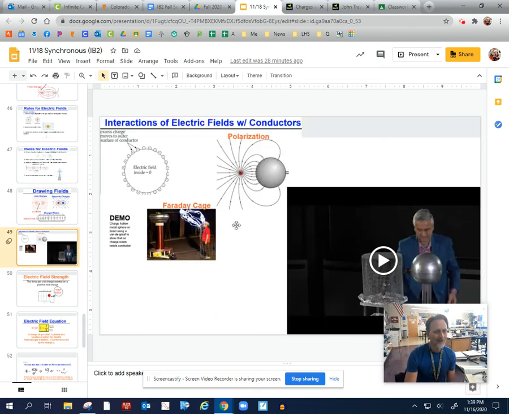There's this thing called the Faraday cage. You can check out this video and see how they work, but it's kind of fascinating. Check it out, see how it works.